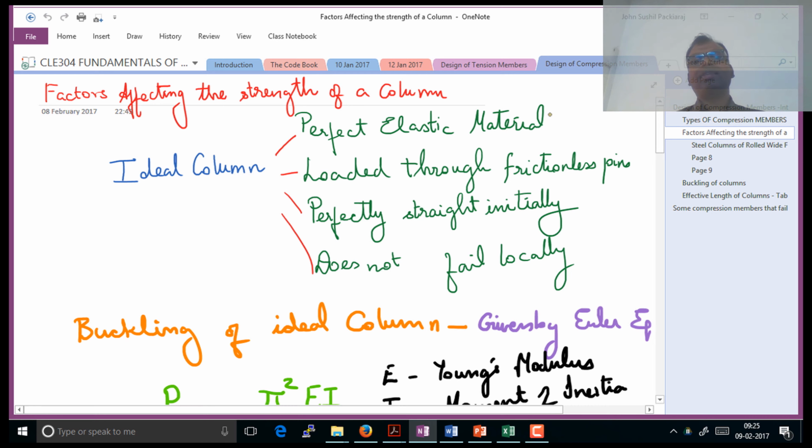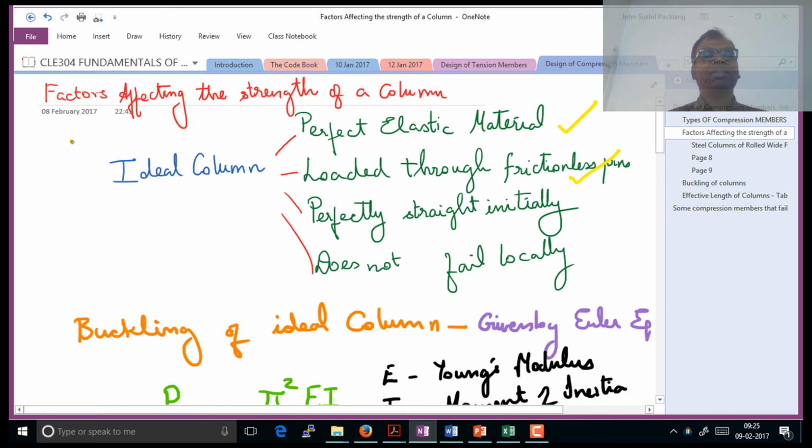So the first thing we say, it's a perfectly elastic material. In an elastic material, stresses are proportional to strains throughout. Wherever you are loading, whatever be the loading value, strain will be proportional. Then you load through a frictionless pin.